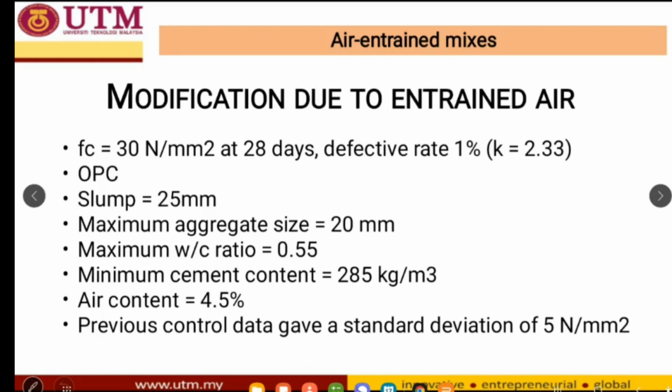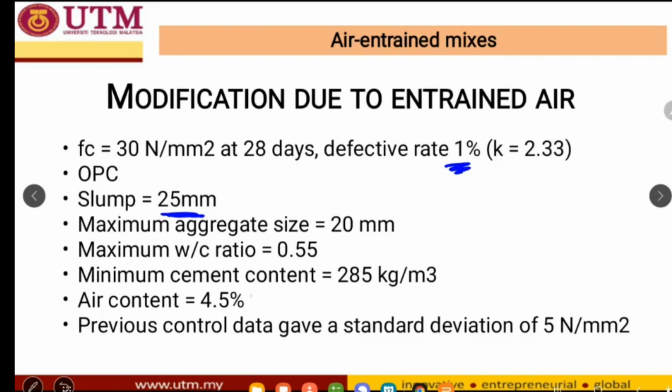These are the conditions: we have fc equivalent to 13 Newton per millimeter square at 28 days, and the defective rate in this question we assume is 1%, equivalent to k of 2.33. We use cement which is OPC. The slump we just assume is 25 mm, that is our targeted slump, although this is not logical, like what we have already discussed earlier. The maximum aggregate size is 20 mm, the maximum water cement ratio is 0.55, the minimum cement content is 285 kg per meter cube, and the air content is 4.5%.